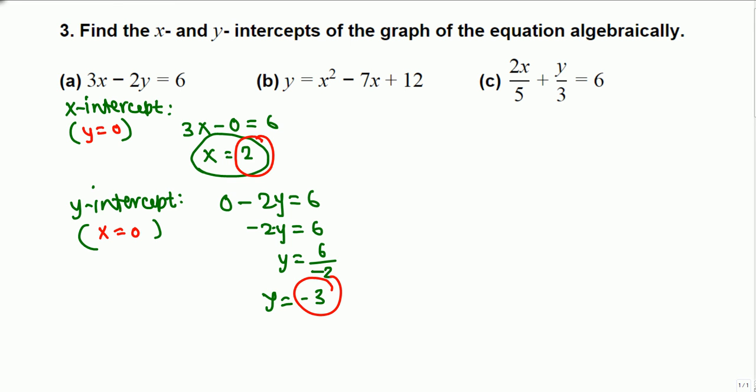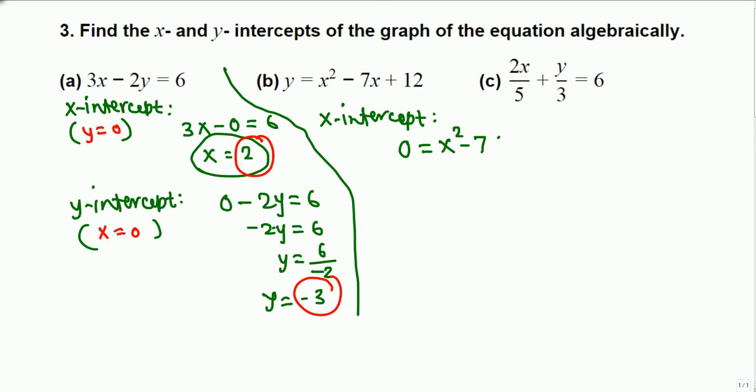Let's do the same thing for the second question, part B. Same thing again. For the x intercept, we plug in y equals 0. So 0 equals x squared minus 7x plus 12. Now we need to solve for x. It's a quadratic equation, so we will get 2 x values.